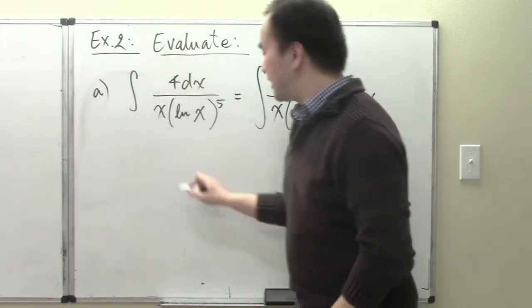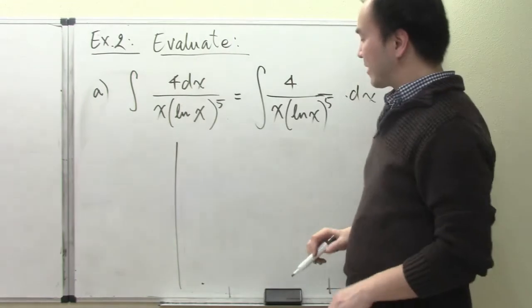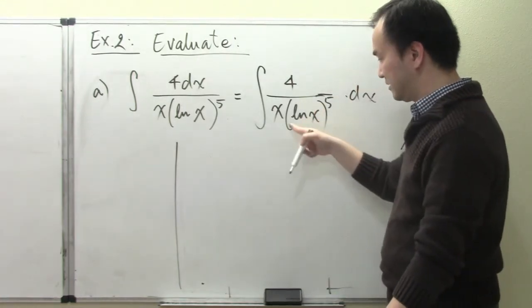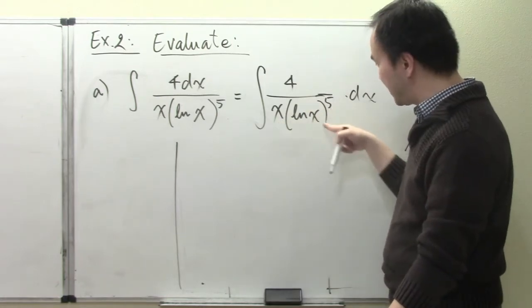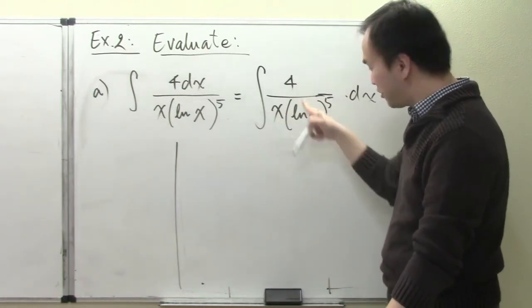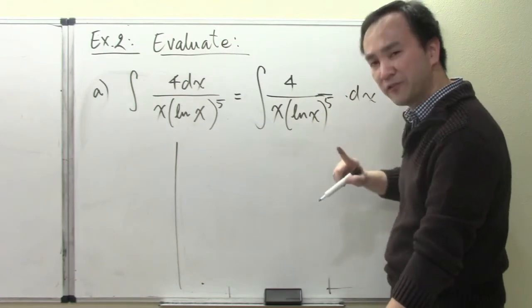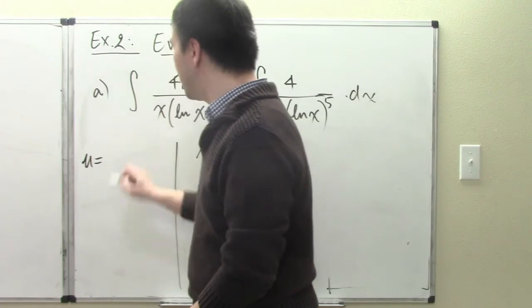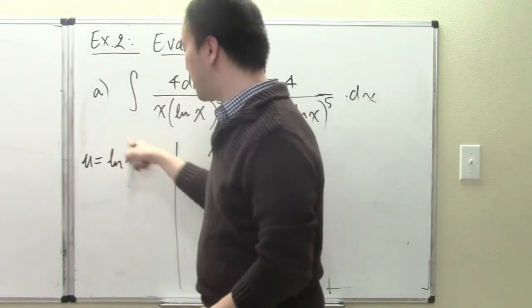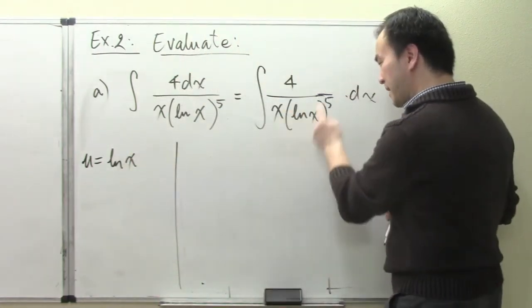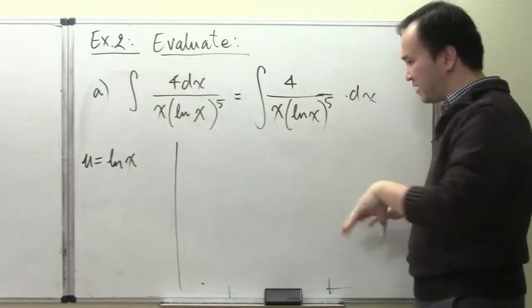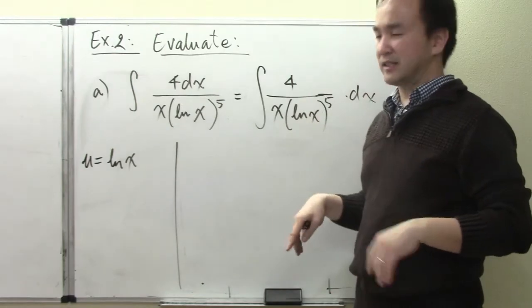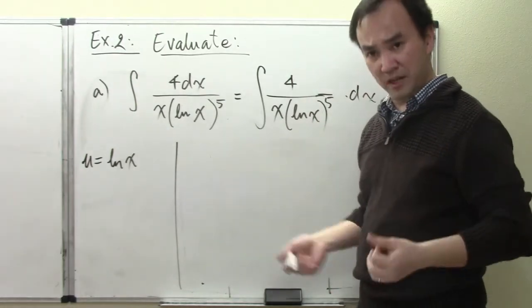But now as far as the substitution, I recommend substituting the natural log of x inside of the power, not the whole natural log of x to the 5th power. And so u equals natural log of x. That expression inside of the power, and the power is in the denominator, but it shouldn't matter. The point is it's a logarithm inside of a power. And so it works a lot of the time.